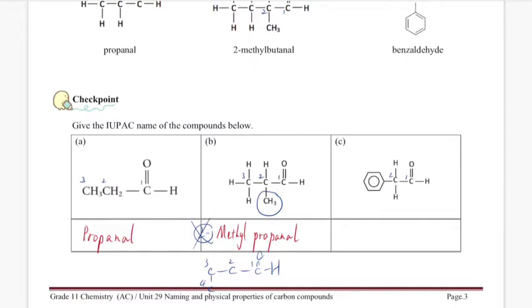For this one, we consider this benzene ring as a group attached to the longest carbon chain. So the main chain will be named as ethanol. And then we also have a benzene ring, which is called a phenyl group. So it should be called phenyl ethanol. Okay?